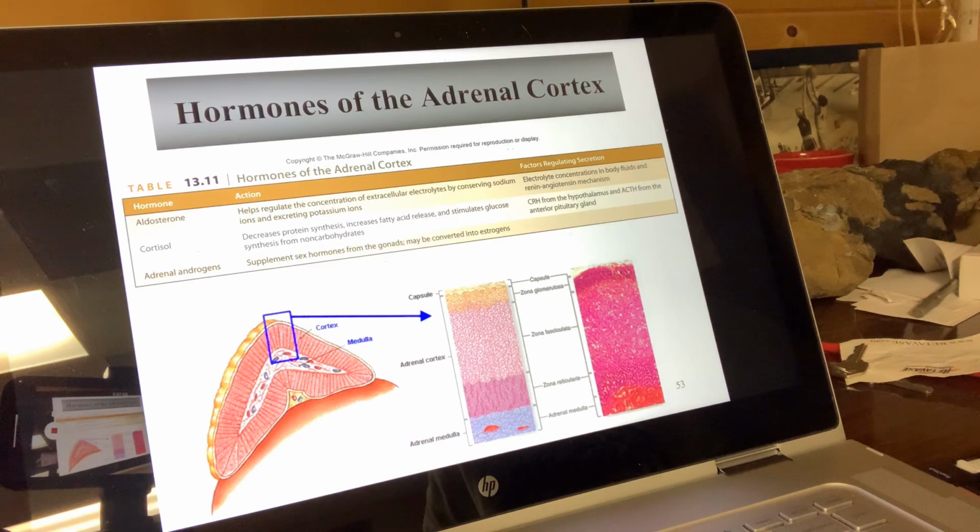Cortisol is produced largely from the middle region, the zona fasciculata, and it is released in response to adrenocorticotropic hormone, or ACTH, released from the anterior pituitary gland. And then the inner region, the zona reticularis, secretes or produces androgens, testosterone-like hormones that are produced in this region.